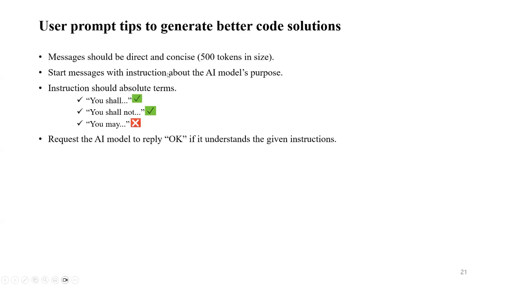So in order to have good verification from this framework, the authors have pointed out some tips. First, the message should be direct and concise. They recommend 500 tokens in size. They also recommend using some instruction about the AI model's purpose, what purpose is expected from this AI model. This instruction should consider certain keywords. They recommend using words like "you shall not" instead of "you may not" or "you might". And you should also request the LLM to reply "okay" if it understands our instruction.